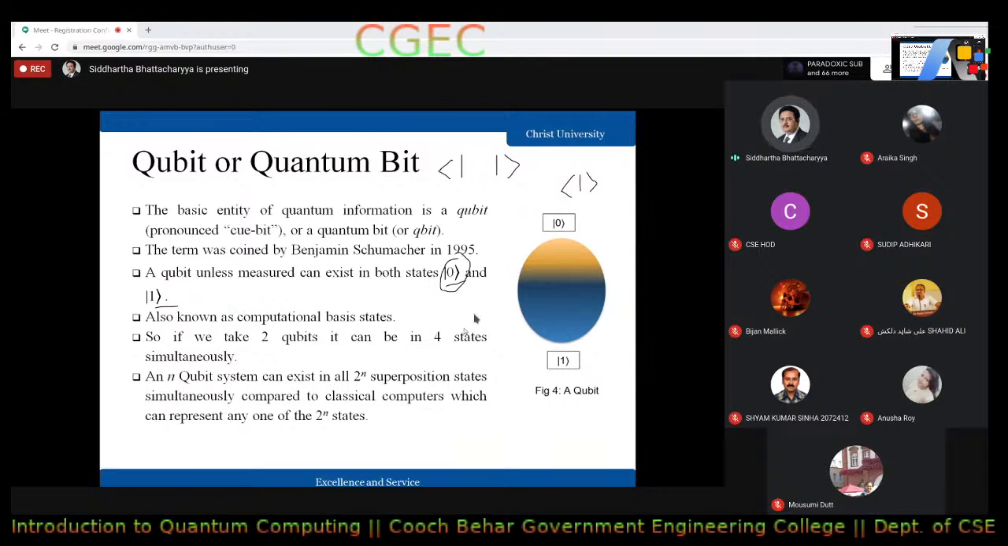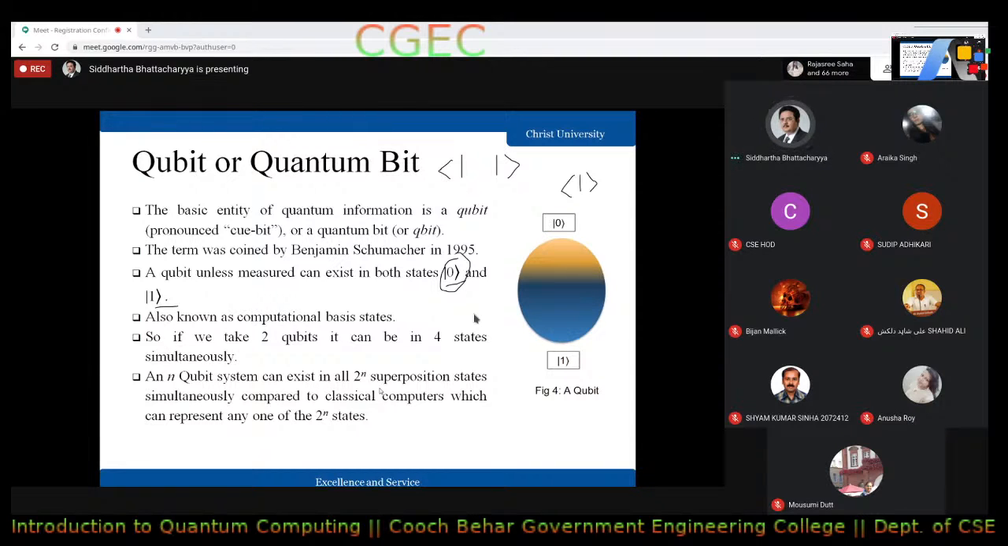Once you measure the combination or the superposition, it falls into one of the states, depending on a probability. So I'll be coming to that later on. So you see, as a generalization, an n-bit qubit system can exist in 2 to the power n superposition states simultaneously compared to the classical computers, which can represent any one of the 2 to the power n states. So that is the difference.